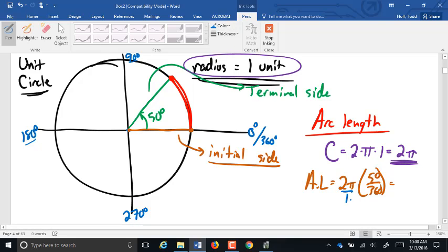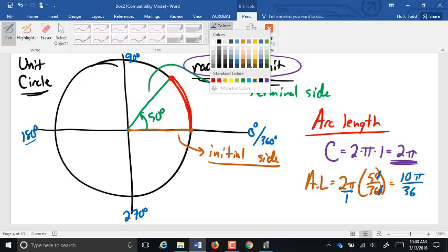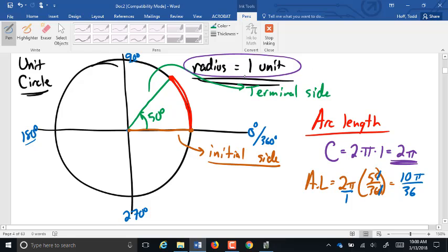I'm going to do this. I'm going to put the 2 pi over 1. I'm going to divide out a 10 here. The 50 and the 360 are going to become 5 and 36. So 2 pi times 5 is 10 pi. 1 times 36 is 36. Now that can still be reduced. Both 10 and 36 can be divided by 2, gives me 5 pi over 18.